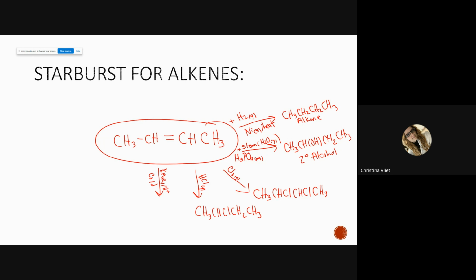Butane? You've got to add oxygens, right? So CH3, CHOH, CHOH, CH3. Parentheses around the OH just to be sure. You add oxygen and hydrogen, OH to both sides, right? The diol.